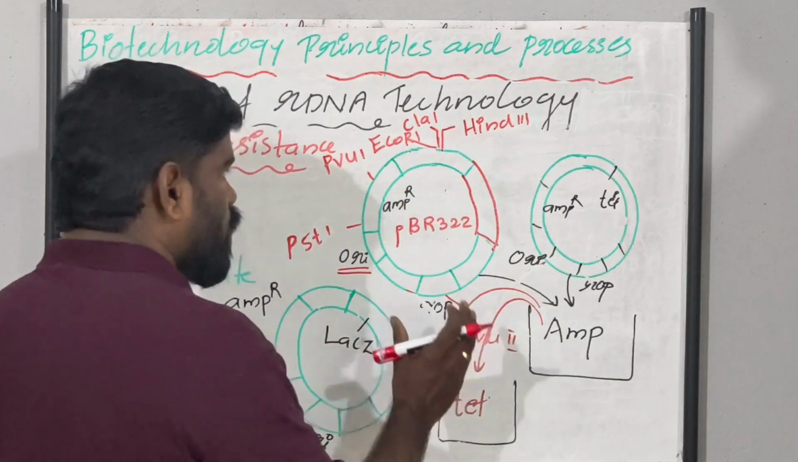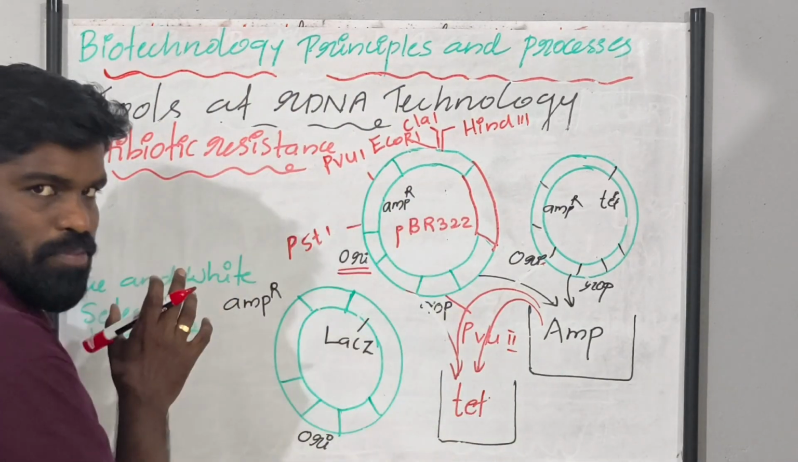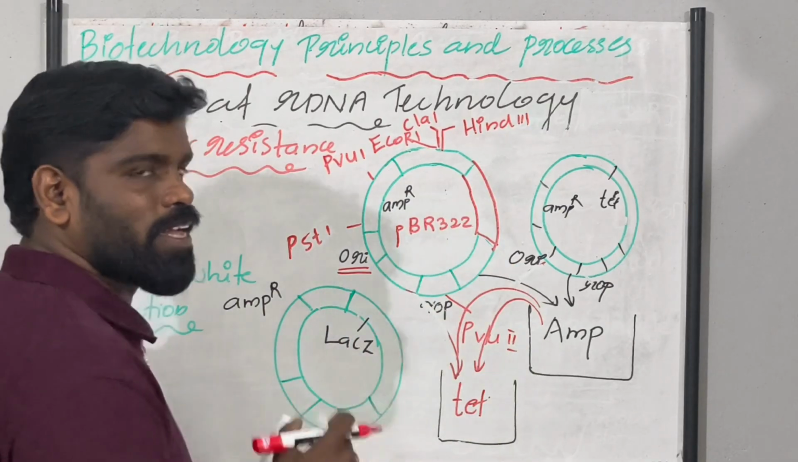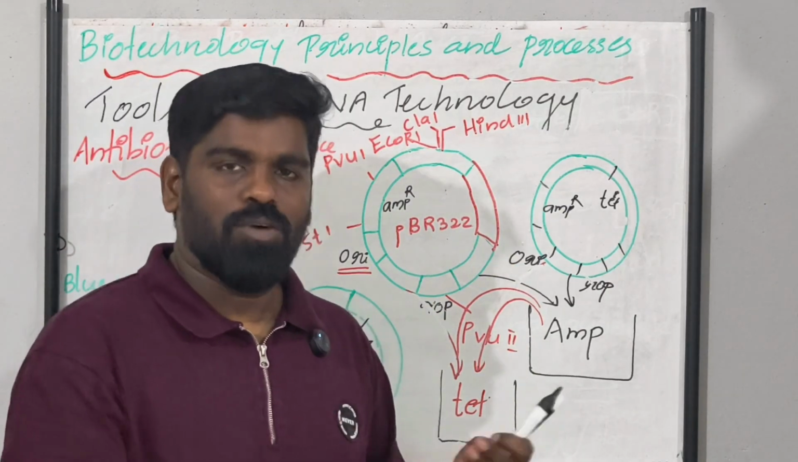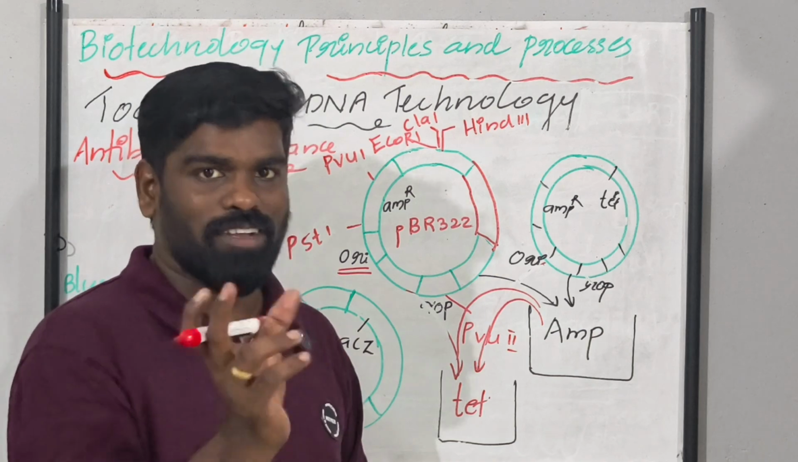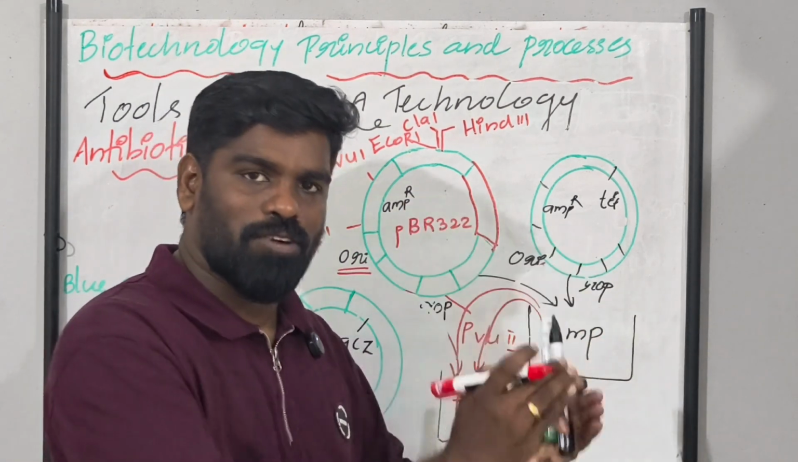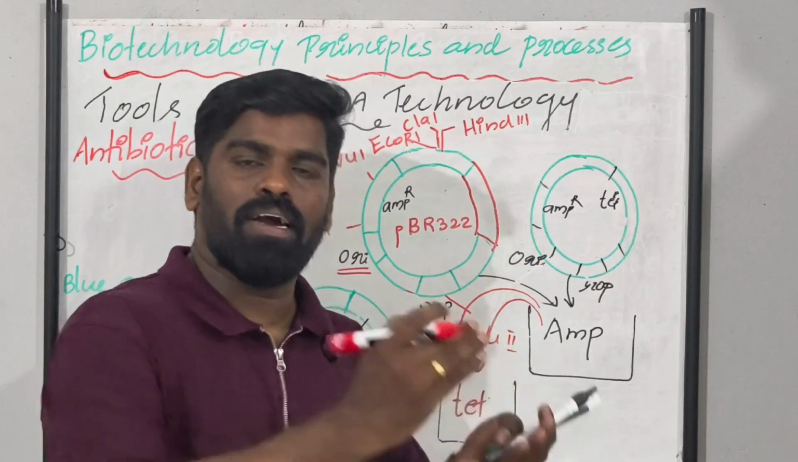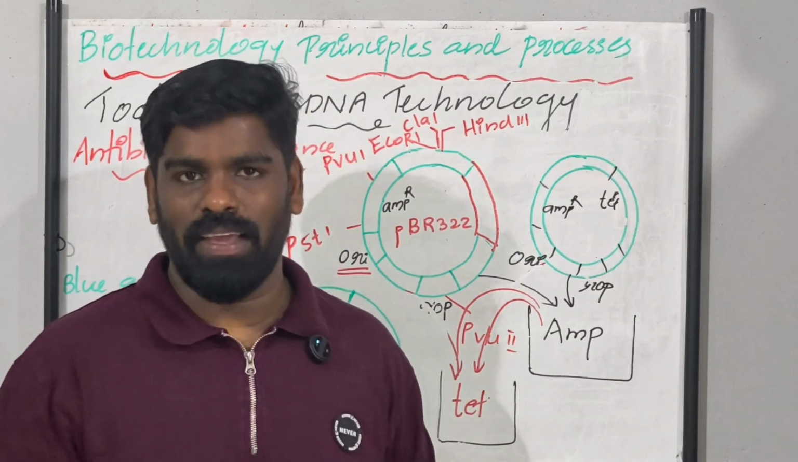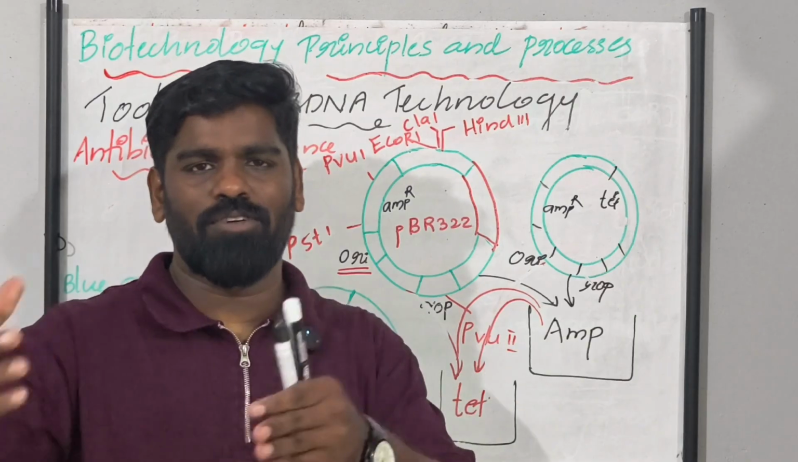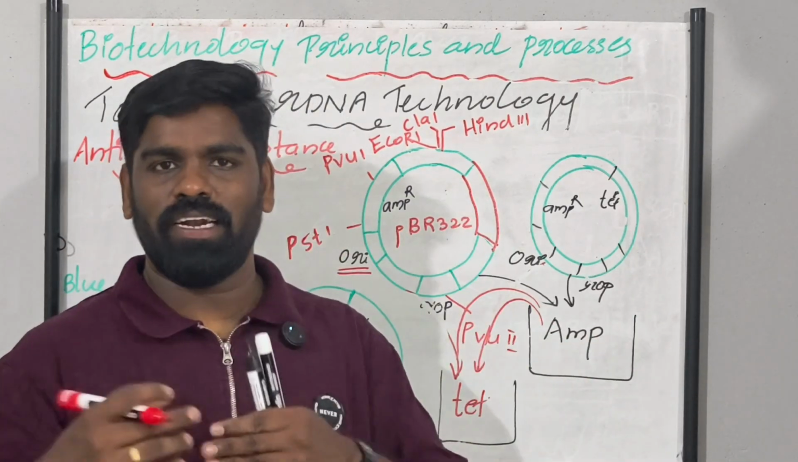As I have already told you about the first selection process, this selection process is somewhat complicated. Why is it complicated? That is one of the demerits of pBR322. That means first we have to place in ampicillin, then we have to place in tetracycline. So that is a complicated process. Continuously we have to transfer from ampicillin into tetracycline.